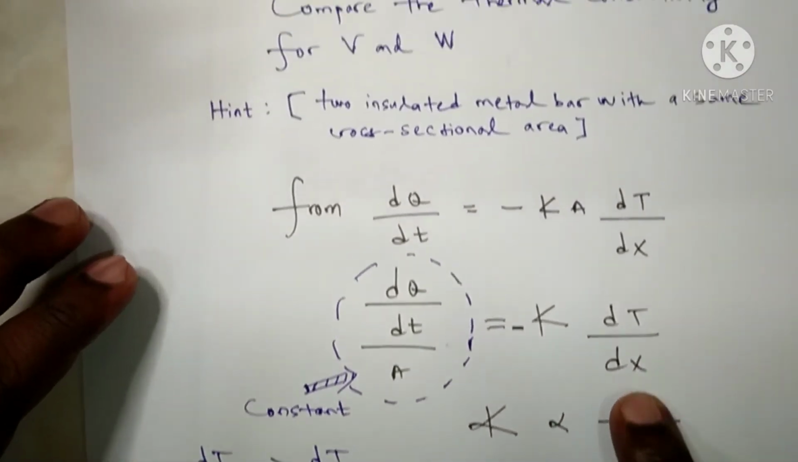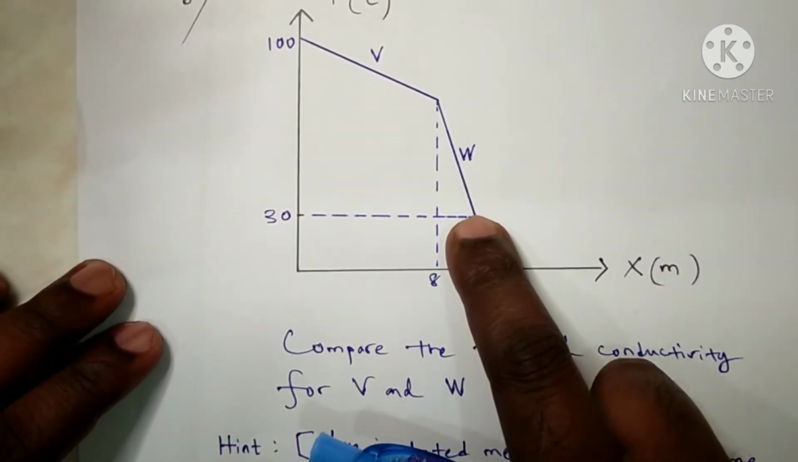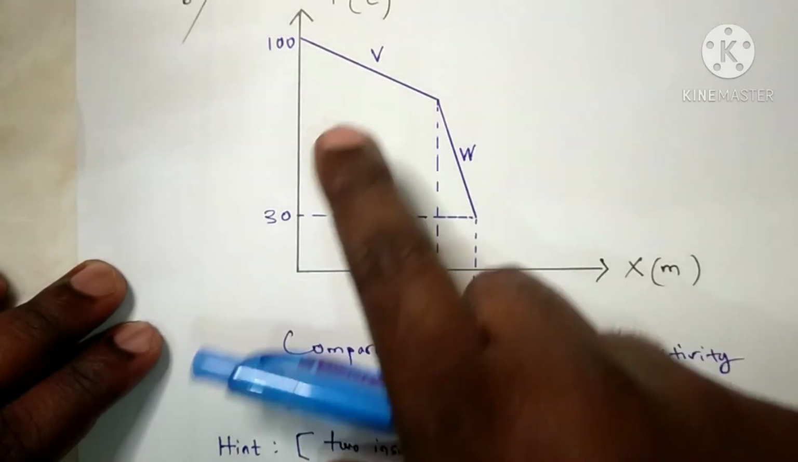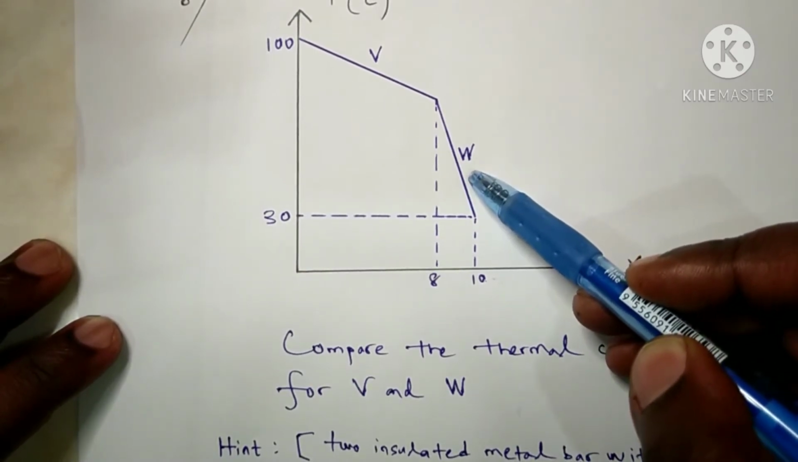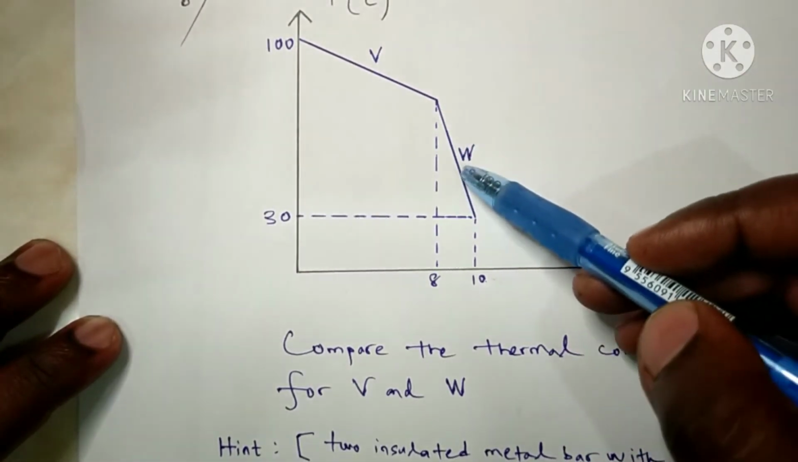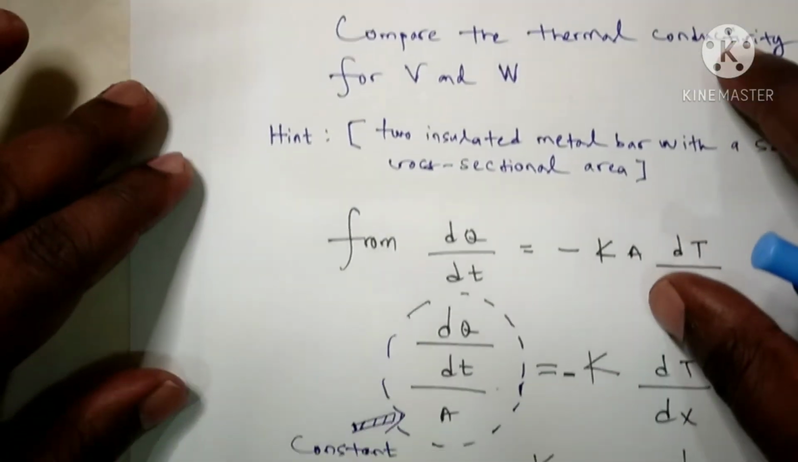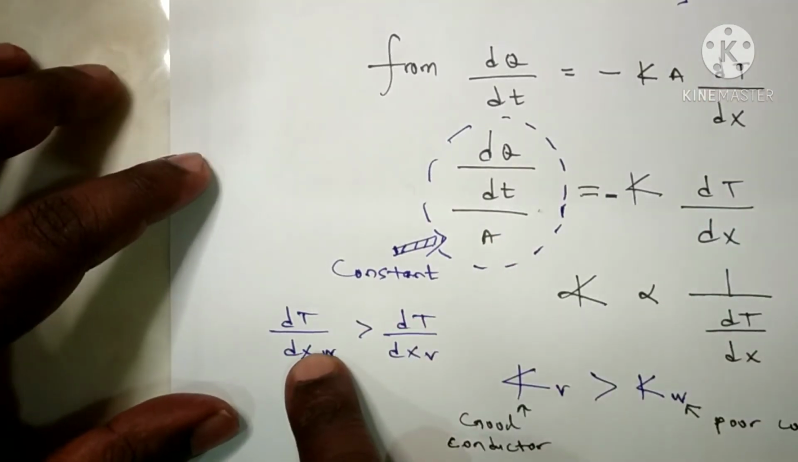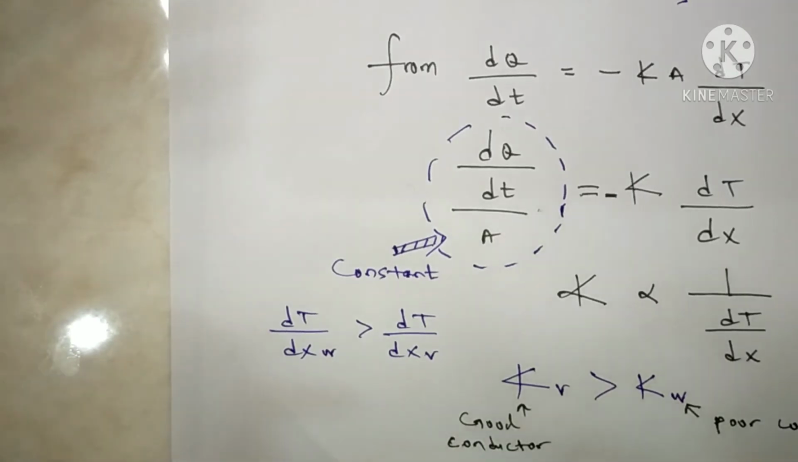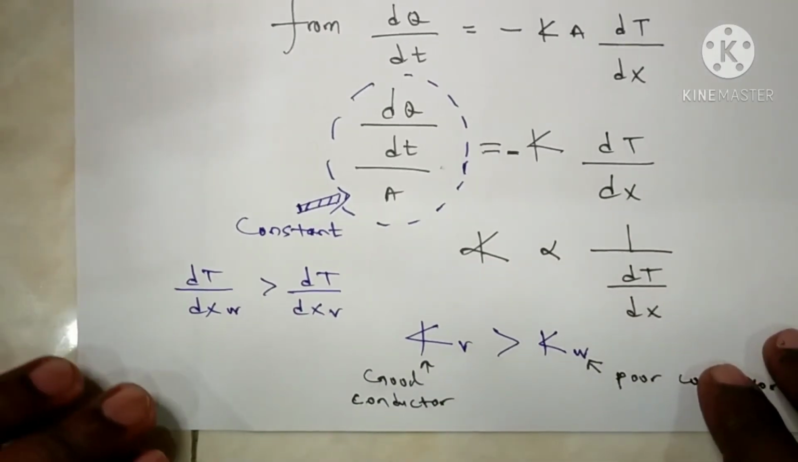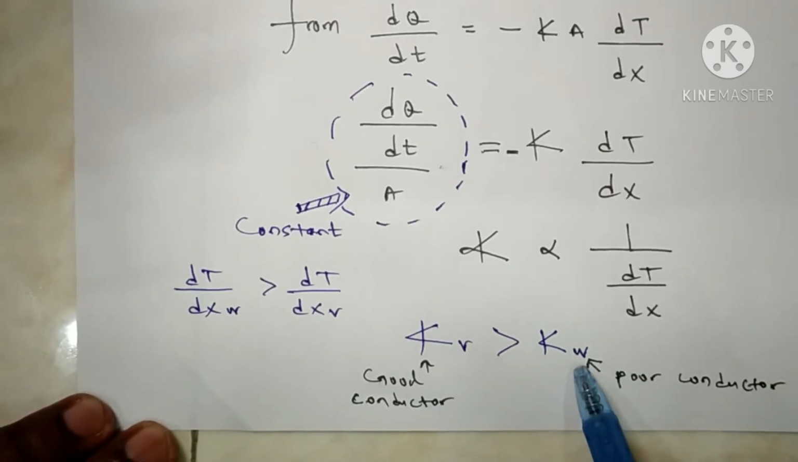We notice that the slope for W is greater than for V. It means the temperature gradient for conductor W is greater than for V because W is steeper than V. So the temperature gradient for W is greater than the temperature gradient for V. Therefore, the thermal conductivity for V is greater than the thermal conductivity for W.